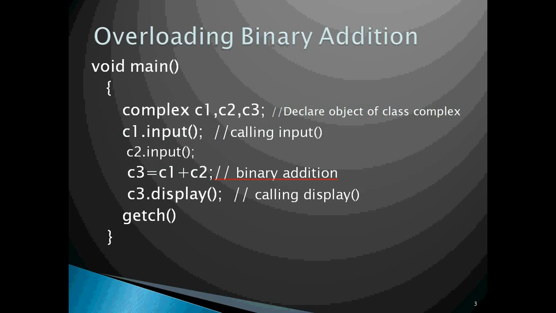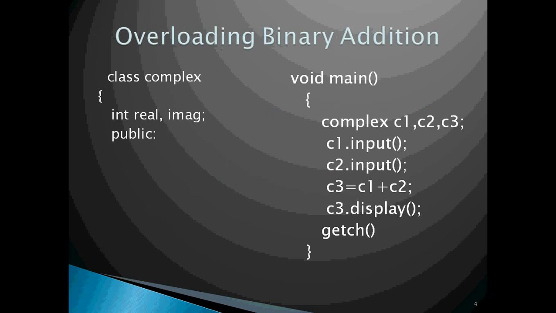We would be using binary addition for this purpose. Here we have a look at the main function: Complex C1, C2, C3. Complex is the name of the class with three objects C1, C2 and C3. Input function is for getting the values of the data members of the class complex. C3 = C1 + C2 is the statement for addition of two objects. In this particular program, we would be adding using a friend function. Then we have the display function, which is used to display the complex number.